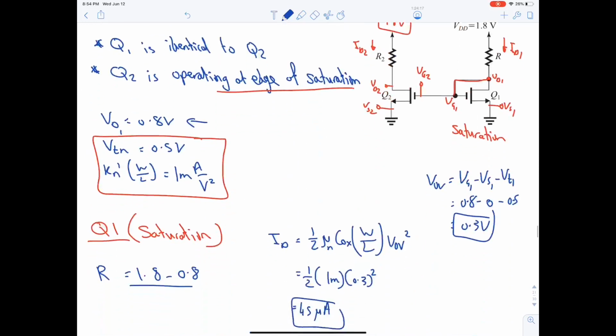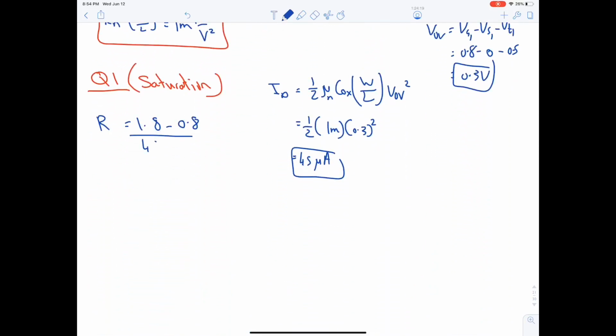Okay? 45 microampere. Plugging this number here will give us 22.2 kilo ohm. Okay? After doing Q1, let's do Q2.